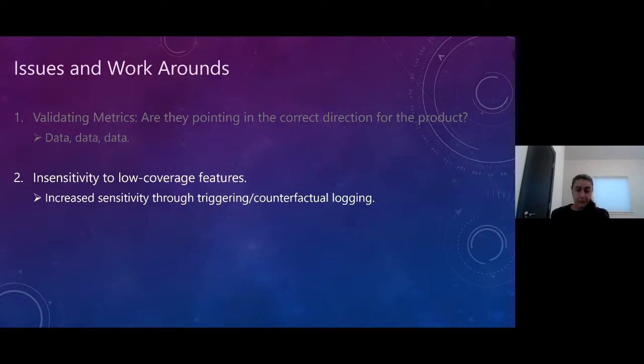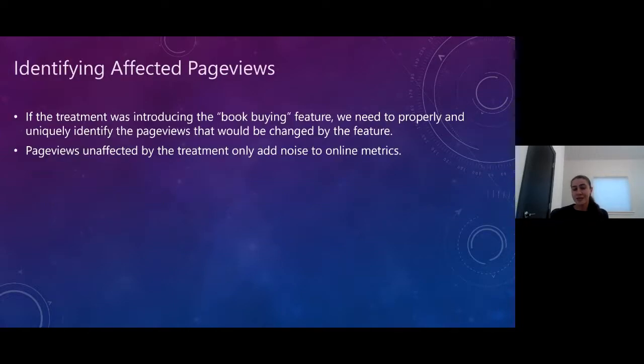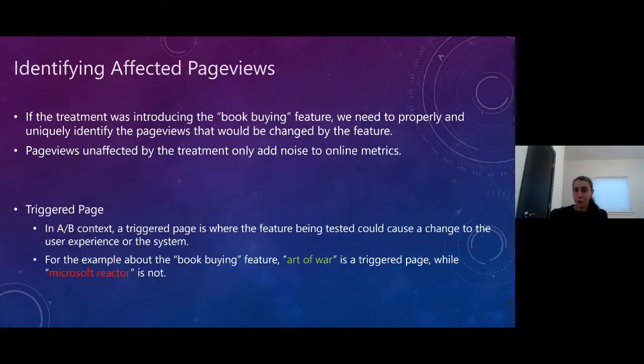The next issue I want to talk about is insensitivity to low coverage features. One example I've talked about is the weather answer earlier, and not all queries will show the weather answer. The query Microsoft Reactor should not show that. So what we want to do is identify the affected page views exactly. When I talked about introducing the book buying feature, not all searches will show that feature, and we want to zoom in on the queries that show it, because the page views that are unaffected by the treatment simply add noise in online metrics. That's how we introduce the concept of a triggered page.